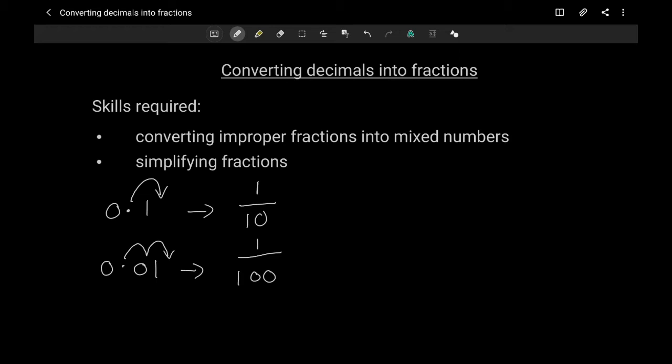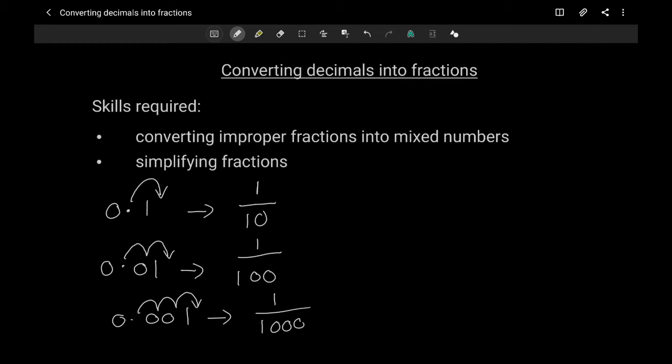Now, if we wanted to convert 0.001 into a fraction, we simply move the decimal point 1, 2, 3 spaces over. So now the numerator is 1 and the denominator is 1000. I think you can see a pattern here.